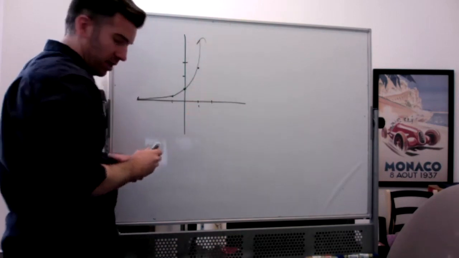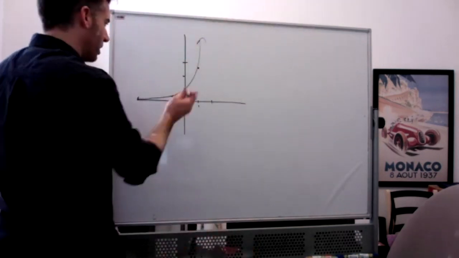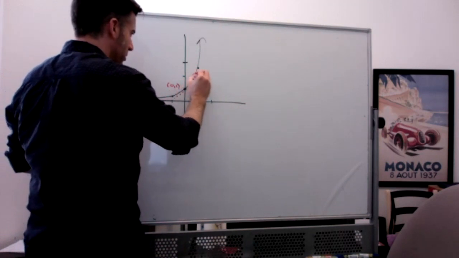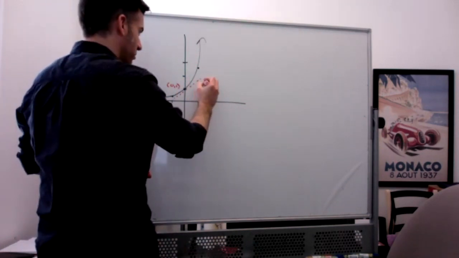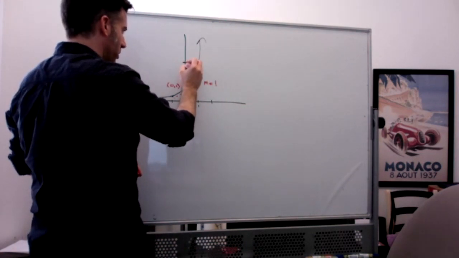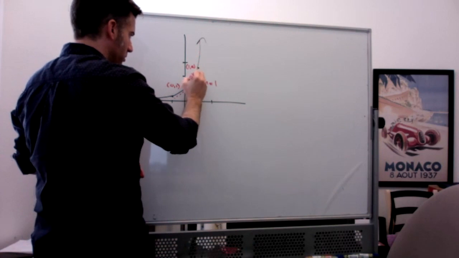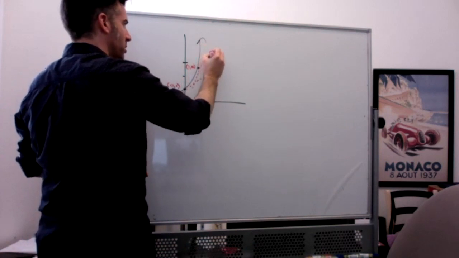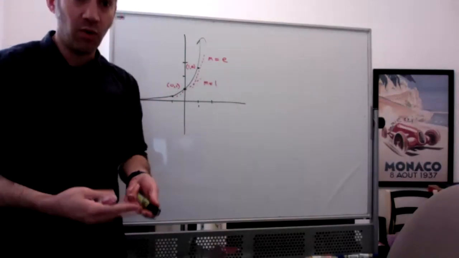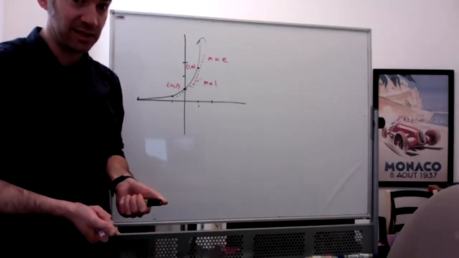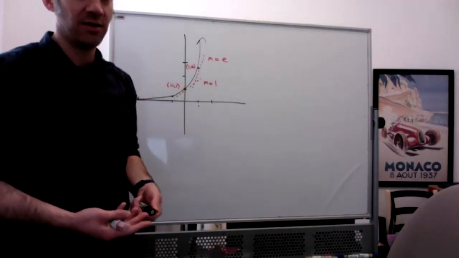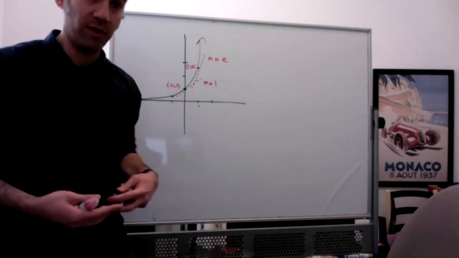So what I'm trying to point out here is that at the point (0, 1), the slope of the tangent line is 1. And at the point (1, e), the slope of the tangent line is in fact e. And that's true for any point on the graph of e to the x: the y value of your coordinate is the same as the slope of the tangent line at that point, which is super cool.